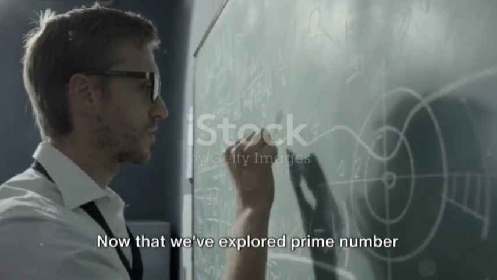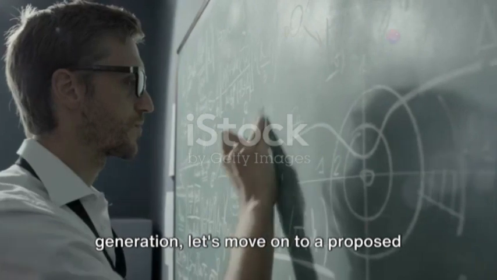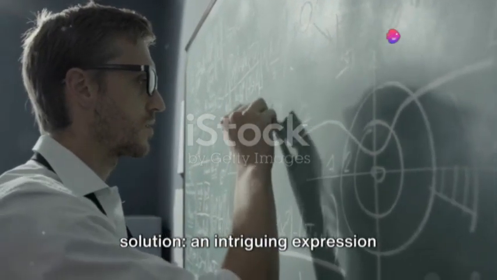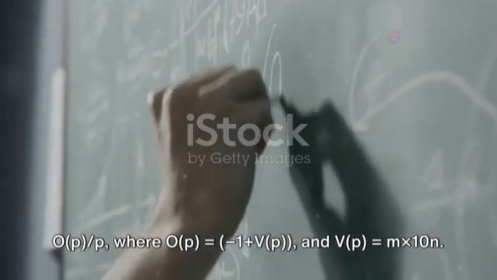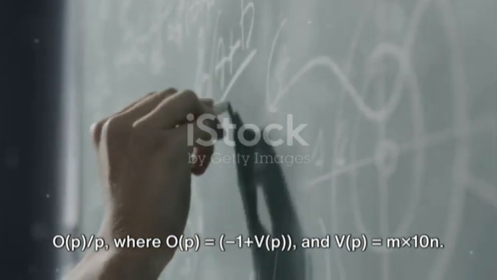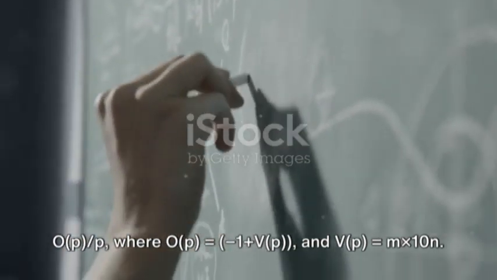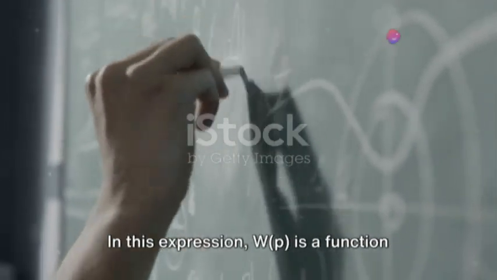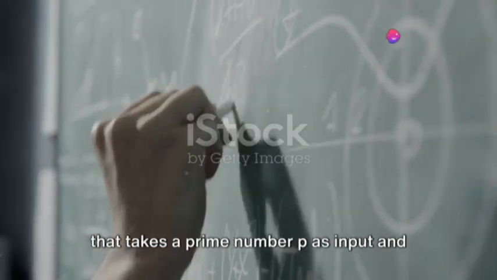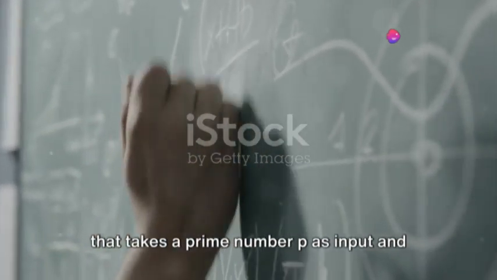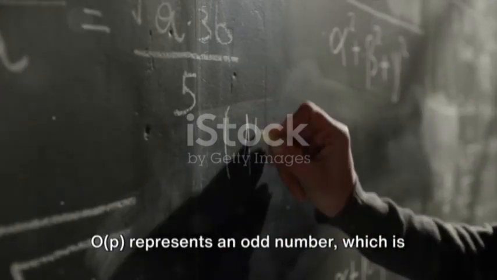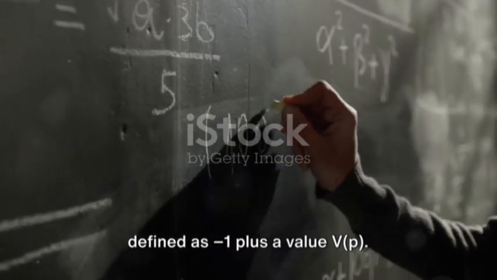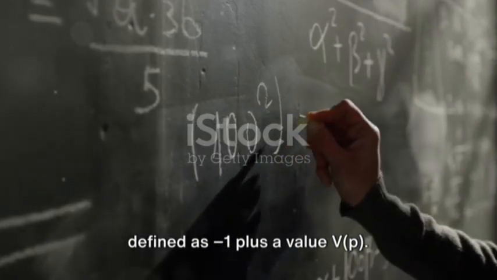Now that we've explored prime number generation, let's move on to a proposed solution, an intriguing expression function related to prime numbers. The function is expressed as WP = OP/P, where OP = 1 + VP and VP = M×10^N. In this expression, WP is a function that takes a prime number P as input and calculates a result based on the expression. OP represents an odd number, which is defined as 1 plus a value VP.